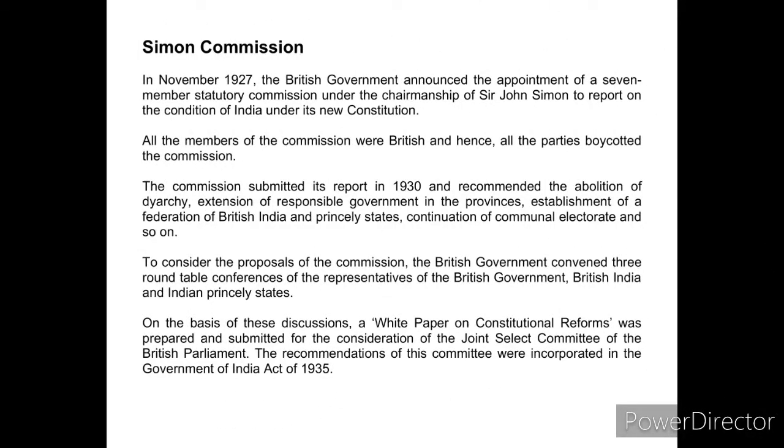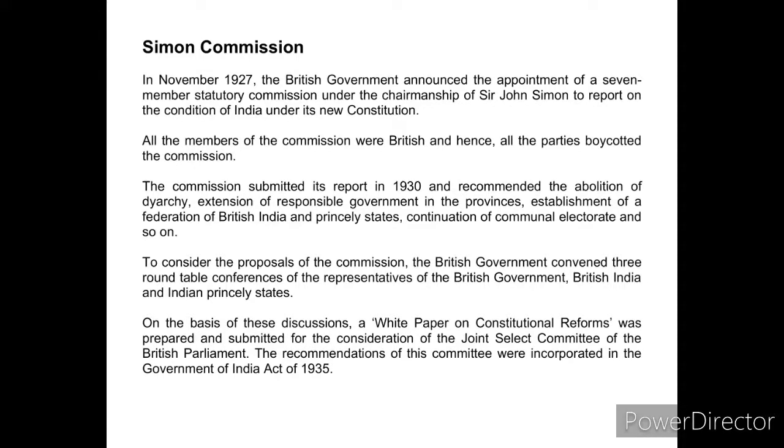Simon Commission. In November 1927, the British government announced the appointment of a 7-member statutory commission under the chairmanship of Sir John Simon to report on the condition of India under its new constitution. All the members of the commission were British, and hence all the parties boycotted the commission. The commission submitted its report in 1930 and recommended the abolition of diarchy, extension of responsible government in the provinces, establishment of a federation of British India and princely states, continuation of communal electorate, and so on.